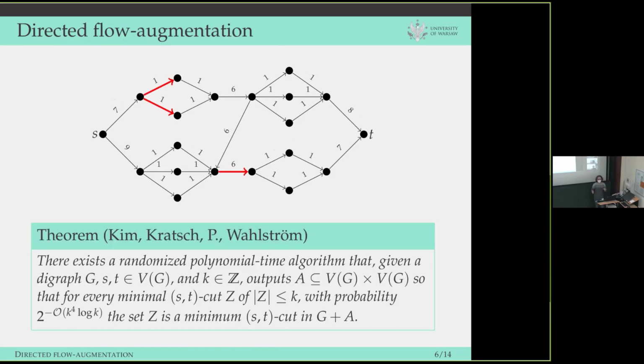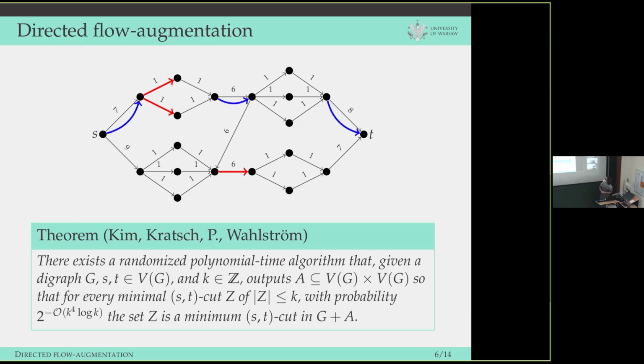Okay? But not by guessing some edges from the solution and deleting them, but by adding edges to the graph to actually get a bigger flow. So what you want to do is add edges to the graph so that the flow increases. In some sense, you break all the minimum cardinality cuts, but you don't want to break the solution. So you want to add some edges to the graph such that the flow increases, but the solution stays the solution. And that's stated here.